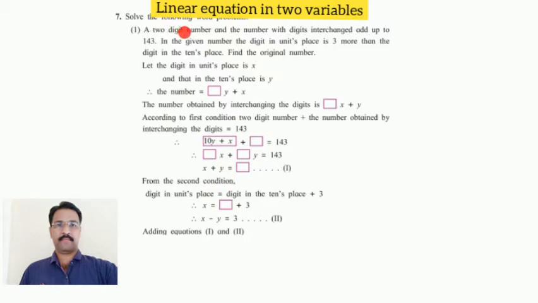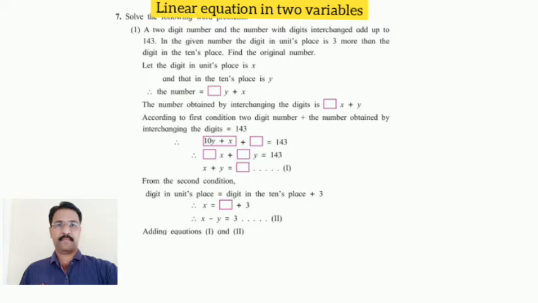A 2-digit number and the number with its digits interchanged add up to 143. In the given number, the digit in the units place is 3 more than the digit in the tens place. So find the original number. Do you know the 2-digit number?